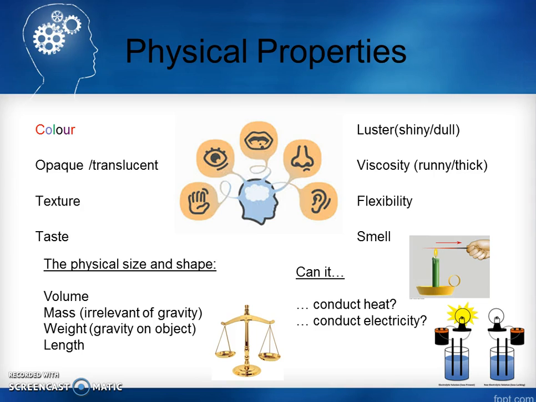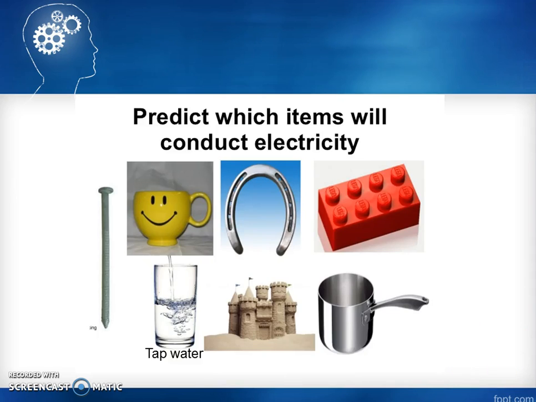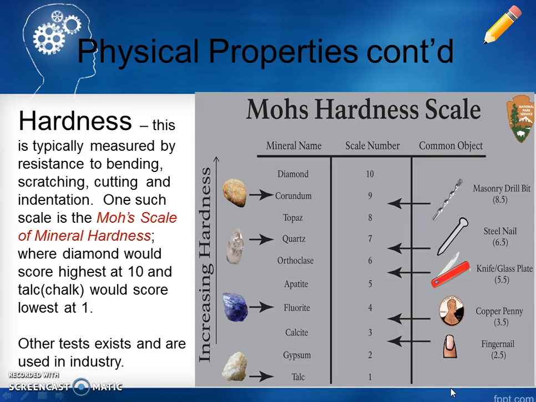Those are physical properties. So looking at these 7 pictures, can you predict which items will conduct electricity, which has that physical characteristic? If you said the metal ones and the tap water, you're right. Bravo.